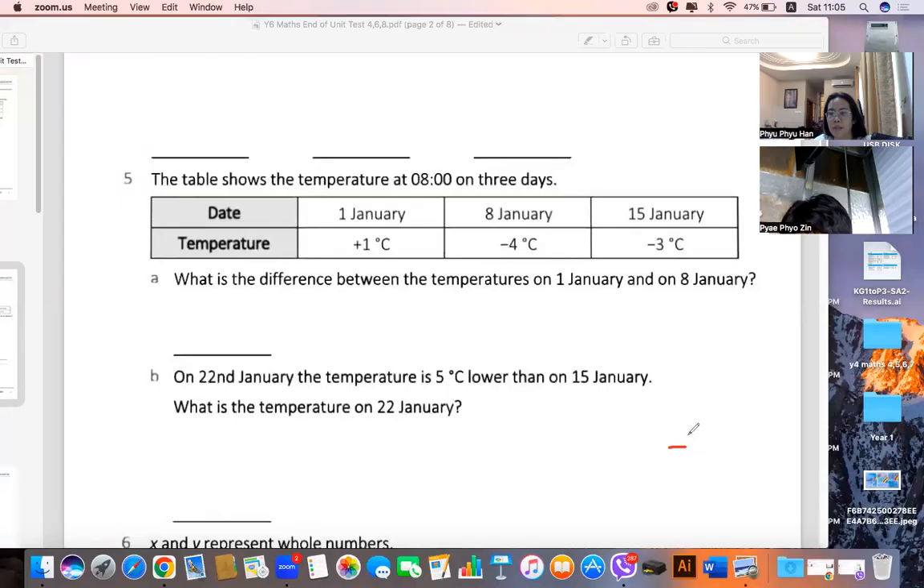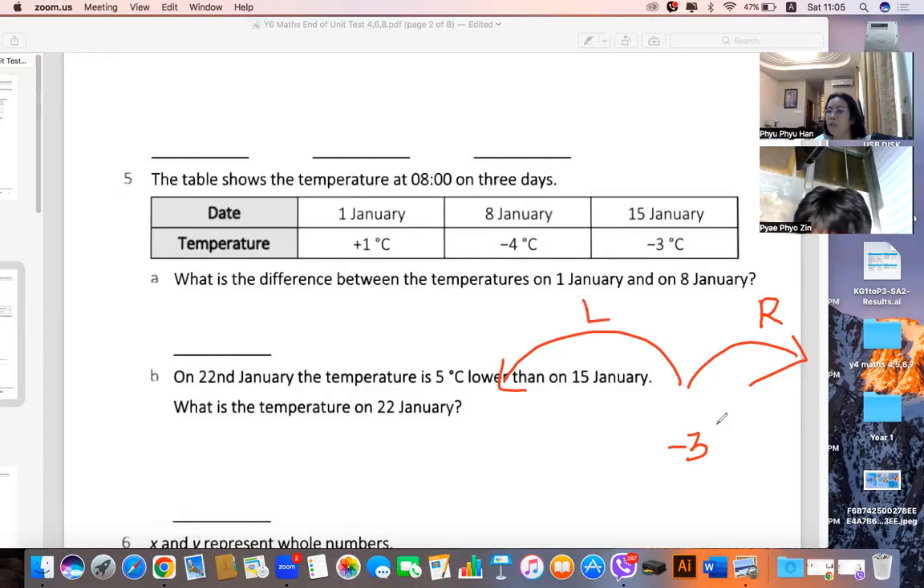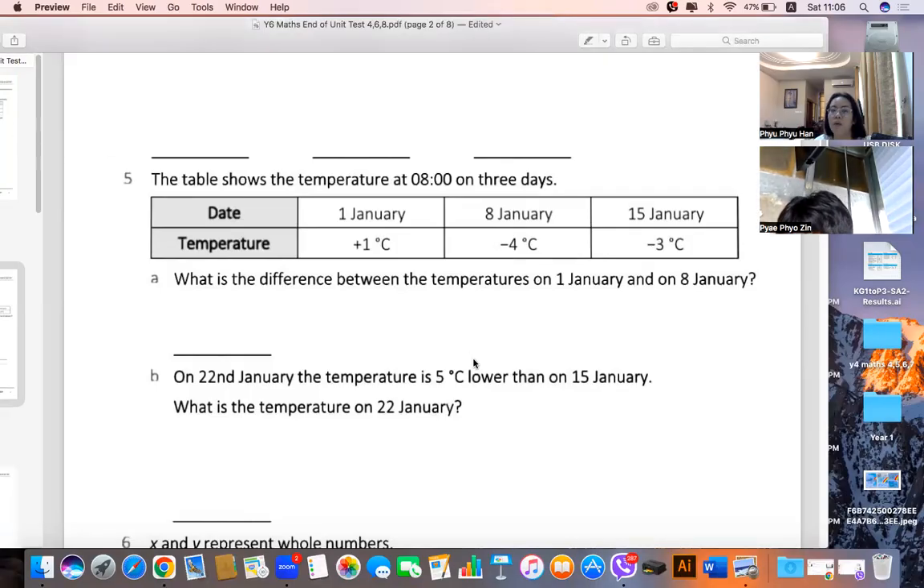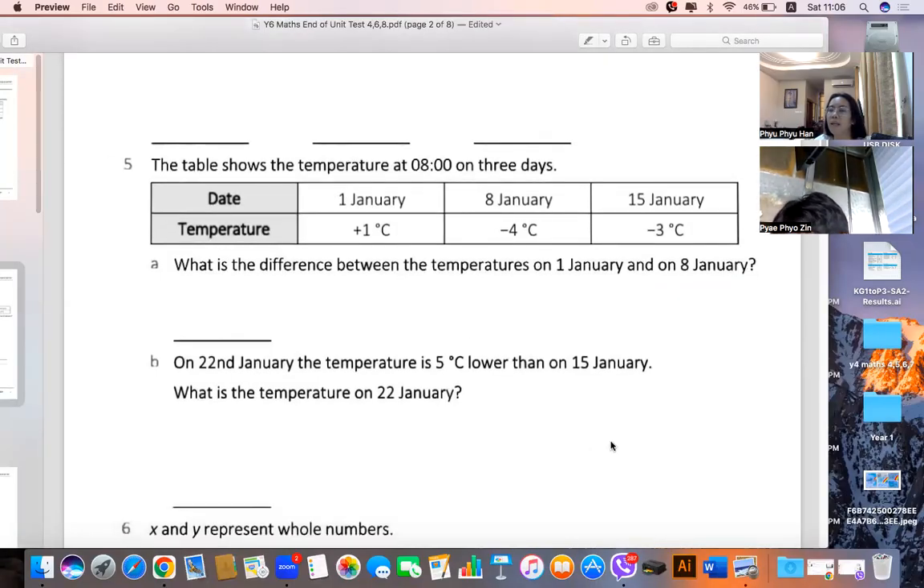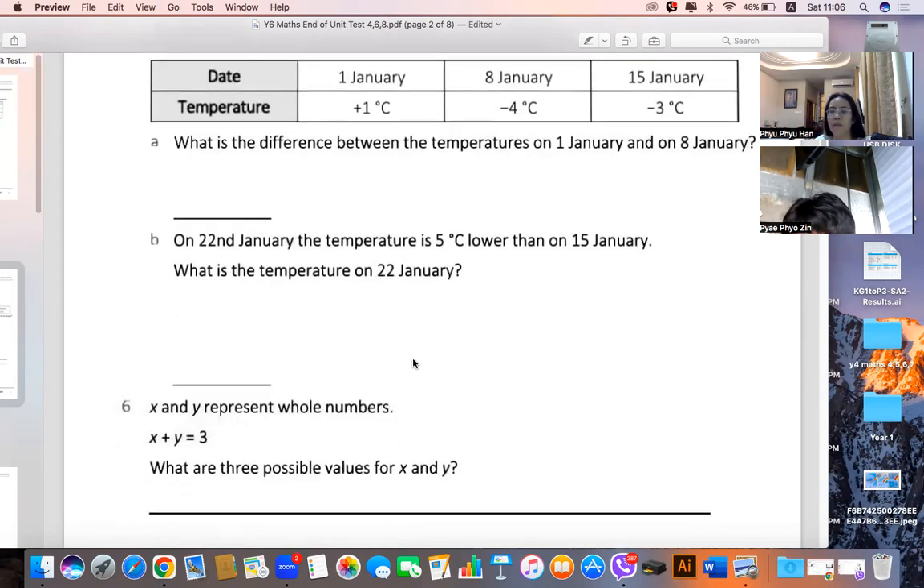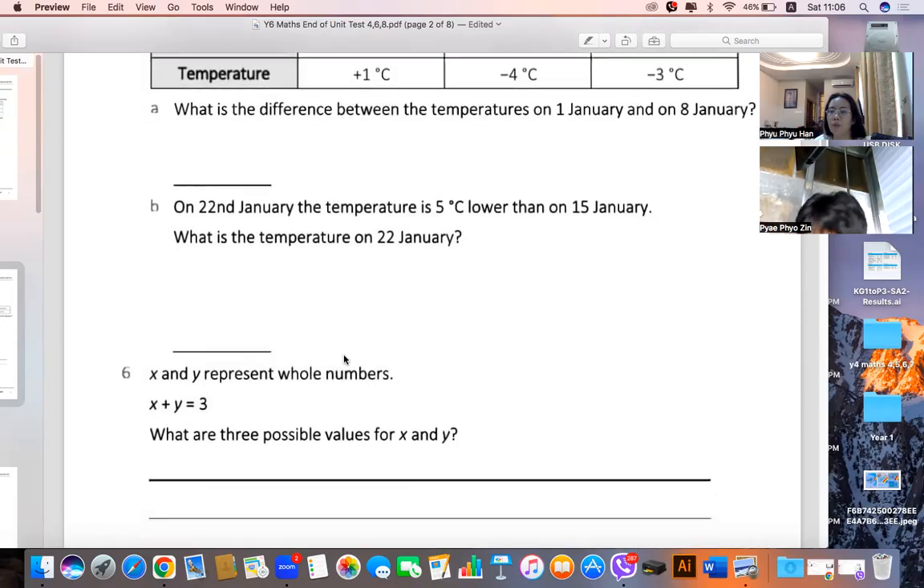For example, you will start at minus 3. If the problem says increase or get warmer, you will jump to the right. If it gets colder, the temperature gets colder, you will jump on your number line to the left. So you need to take note. Hotter, you jump to the right. Colder, you jump to the left, because on the number line 0 is in the middle. So when you go to the right, the number will increase, the temperature will increase. And when you go to the left, it will become a minus number, and the temperature also decreases.